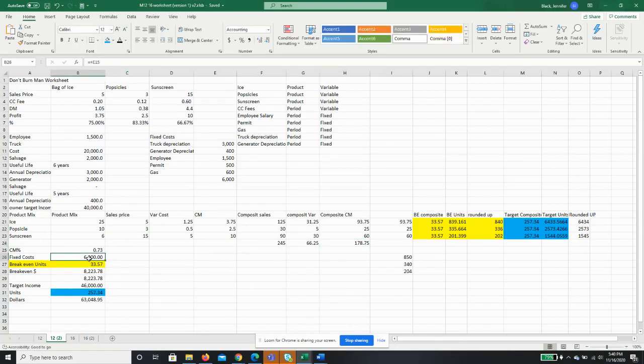So then I divided my fixed costs by my composite contribution margin, and that told me my break-even units was 33.57. If you rounded up to 34, that was fine. And I multiplied that by my product mix to get my break-even units. So this is the number of units of ice, popsicles, and sunscreens I had to sell. I rounded up because obviously I can't sell a partial unit. If you didn't round up, that was okay. I left you a comment, but I didn't take off any points. But you should round up because you can't sell a partial unit.